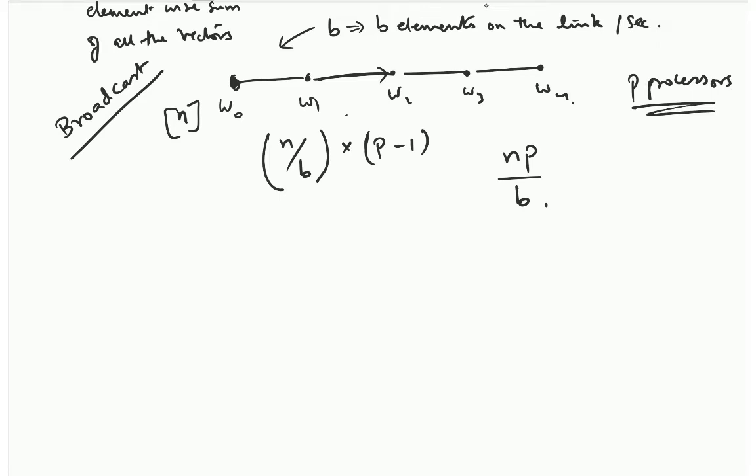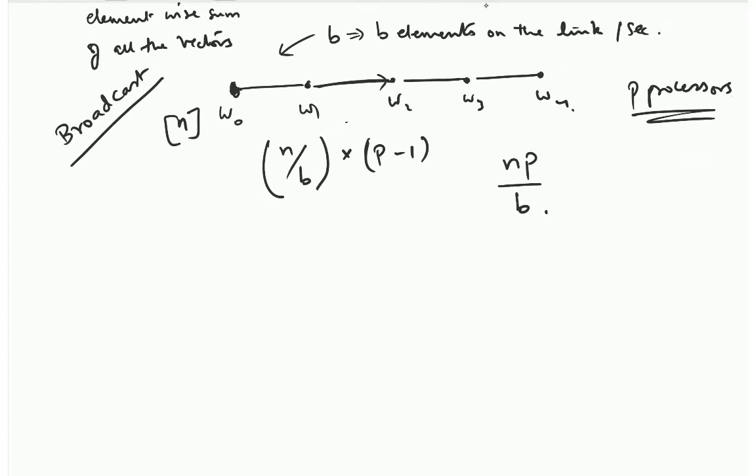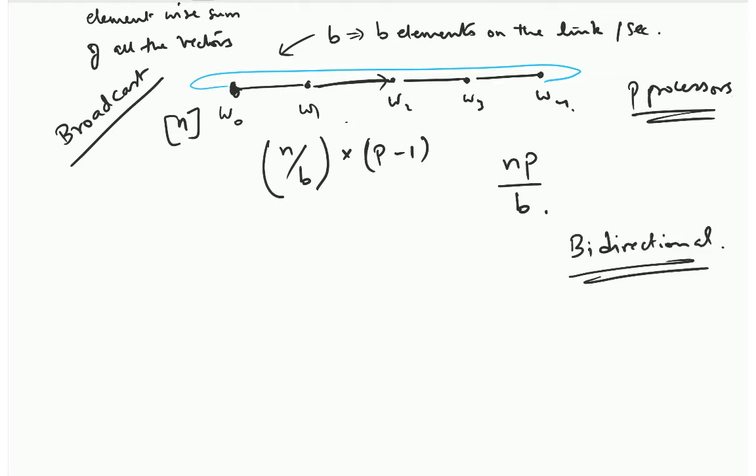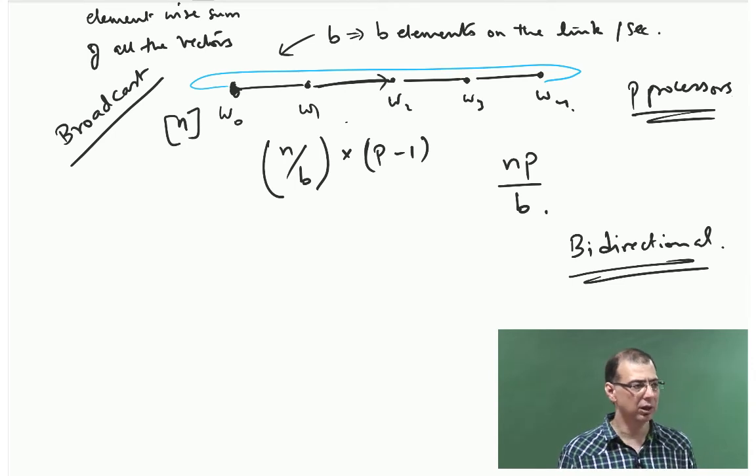Let's just see how topology affects an operation like broadcast. One very simple thing that one can do is add a wraparound link. We are going to assume throughout that all links are bidirectional. Even if links are bidirectional, for the basic broadcast without this wraparound link, you can't do anything else. It will still take np by B time. But what if you have the wraparound link? Can you do something different?